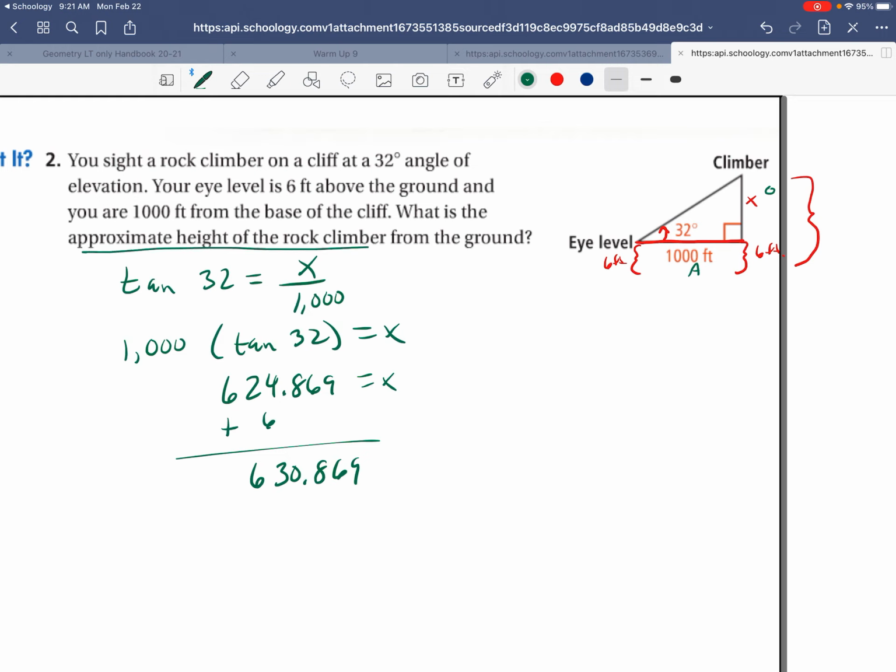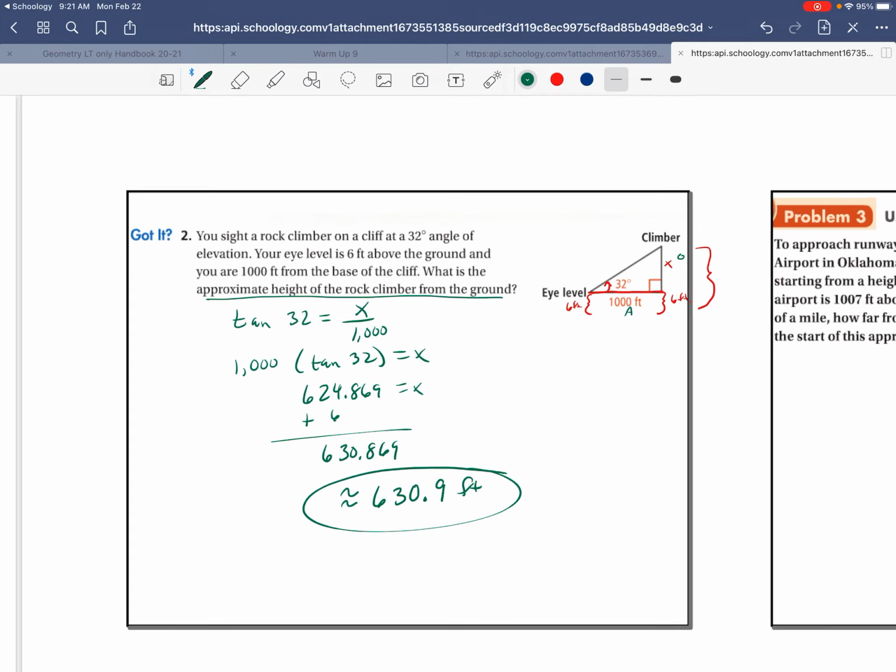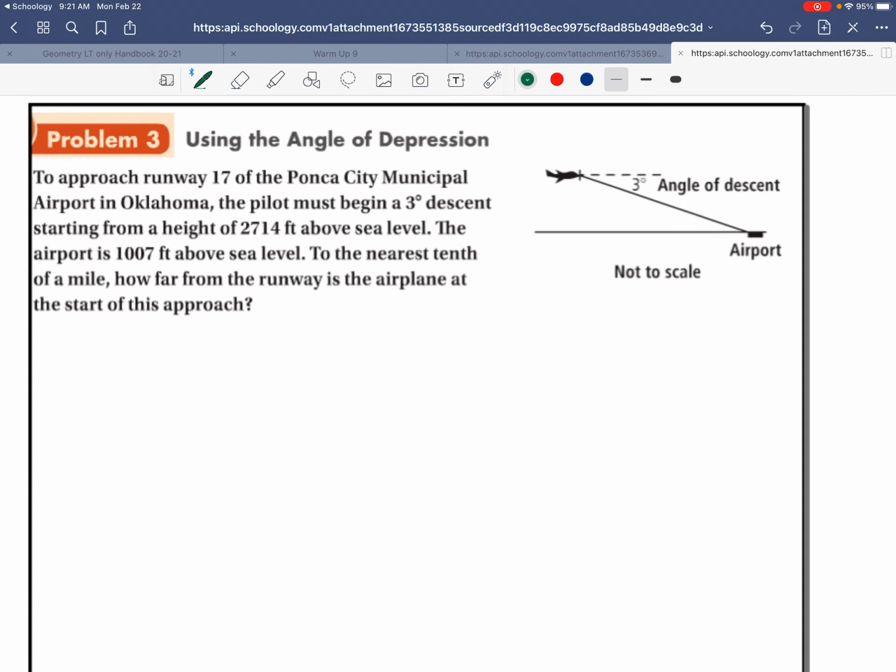What's the approximate height of the rock climber from the ground? Approximately 630.9 feet. We'll take it to the tenth. Approximately 630.9 feet. Again, remember, you're adding the height up to your eyesight for this.